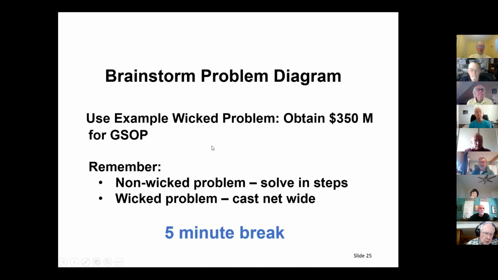So here we go. In terms of this problem that we would like to ask you to work on is the wicked problem of how to obtain the $350 million for the global systems and outreach programs. Certainly this is an example of a wicked problem. It's certainly a wicked problem from Tom and my perspectives.